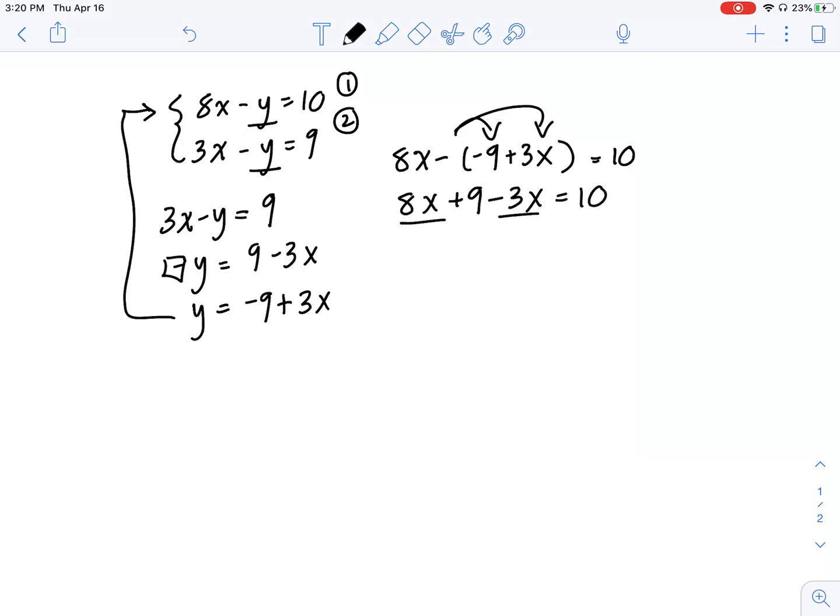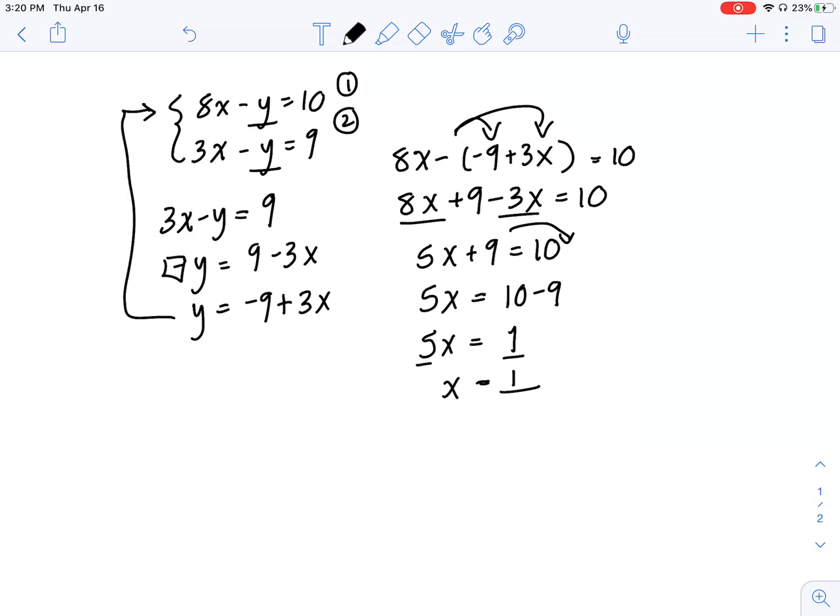Add our like terms. 8 minus 3 is 5, so 5x plus 9 equals 10. Bring the 9 over. 5x equals 10 minus 9. 5x equals 1. And x equals, dividing both sides by 5 gives you 1 over 5.